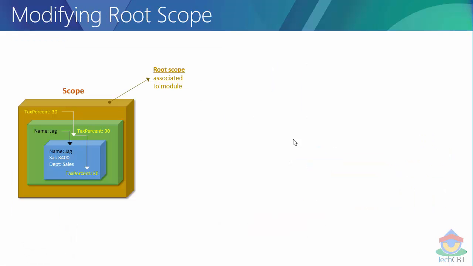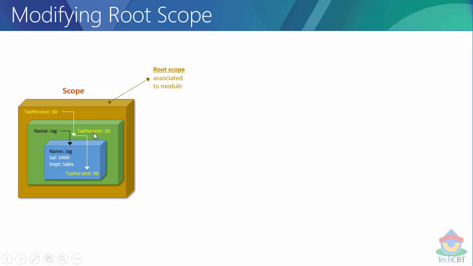So what happens if we modify the root scope variable? Let us check this one. Imagine I have a root scope, and that root scope currently has a member called tax percent with a value of 30. As I mentioned, if anything is available as part of root scope, it will be made available to the child scope first, and in this case the child has its own thing called name, jag, and on top of it something has been inherited, so the child scope will also have access to tax percent.